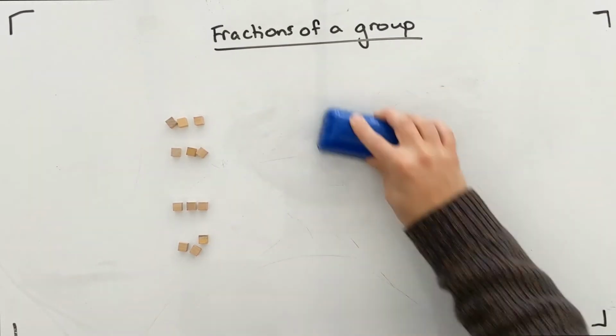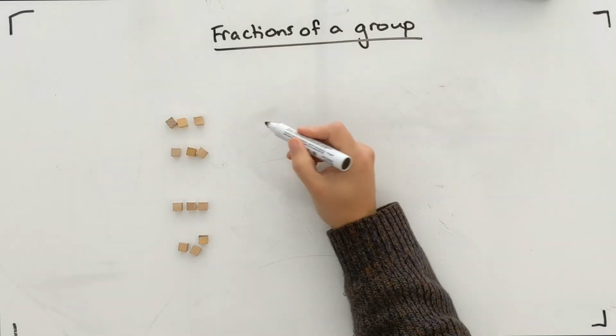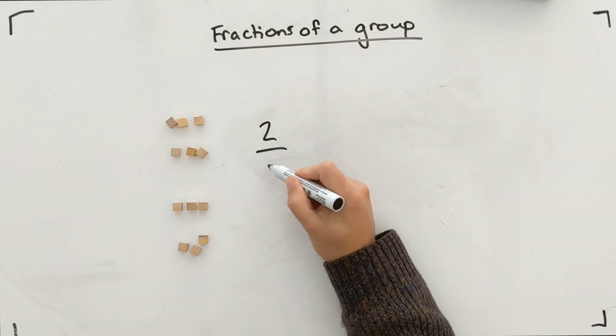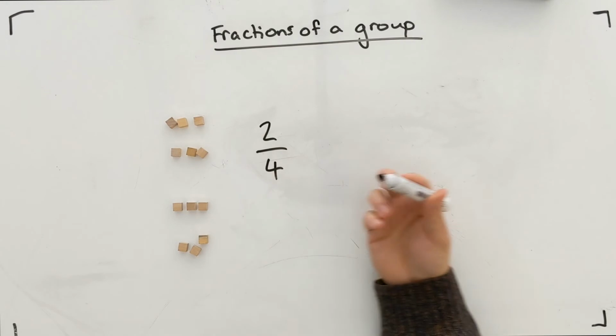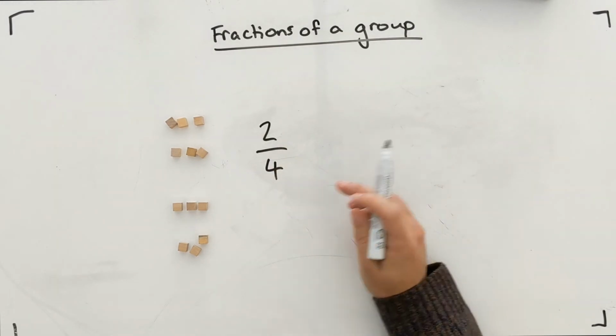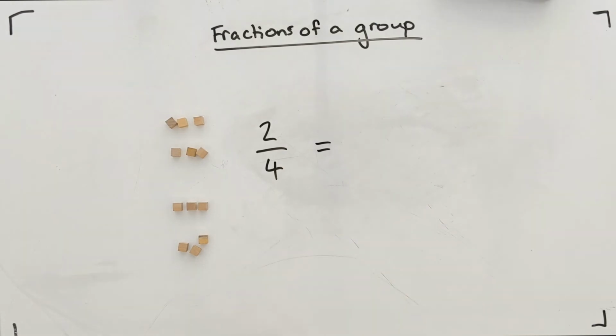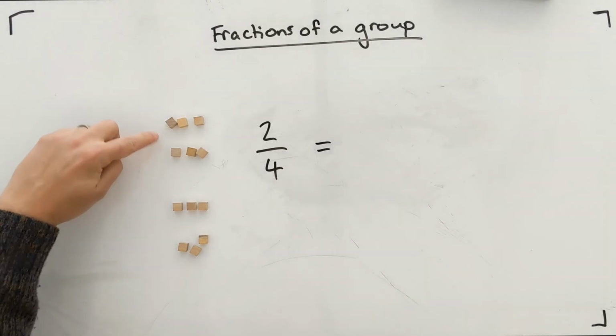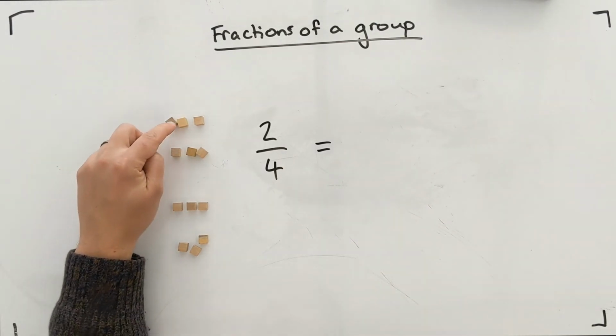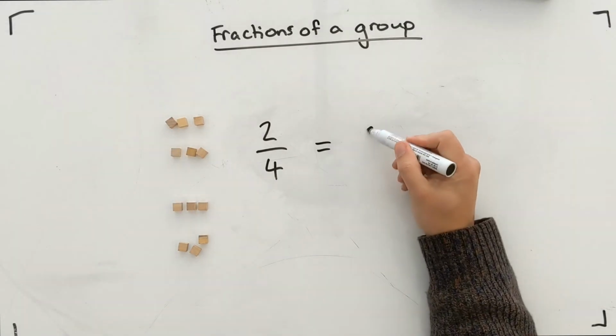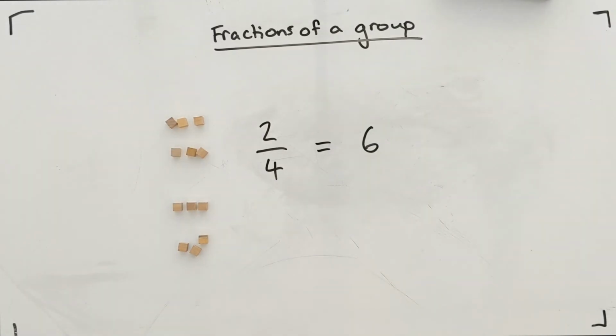Okay, but what if I'm actually looking for 2/4, not 1/4? Well, again, that makes it pretty easy when it's laid out like this. 2/4 of the centicubes. Here's 2 of the groups that I made. 1, 2, 3, 4, 5, 6. 2/4 equals 6 centicubes.